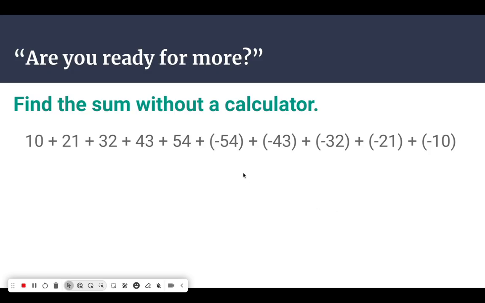All right, so on this one, here's what I would do. Positive 54, negative 54, cancels out. Positive 43, negative 43, cancels out. Positive 32, negative 32, cancels out. Same thing with the positive and negative 21 and the positive and negative 10. And so the answer should be 0.